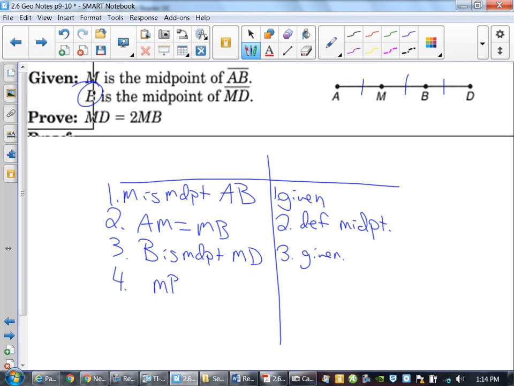MB is BD because, very good, because of the definition of midpoint. Right.